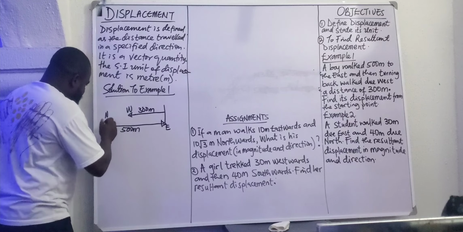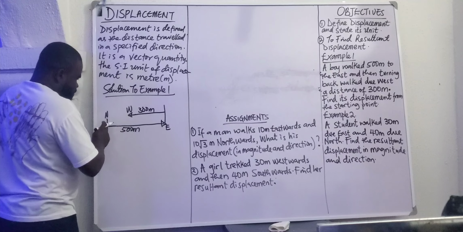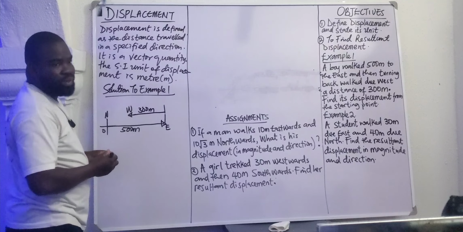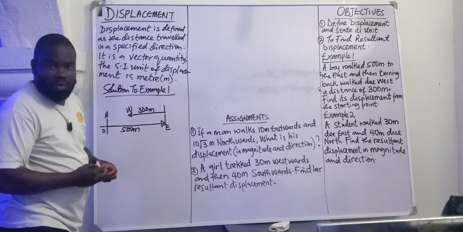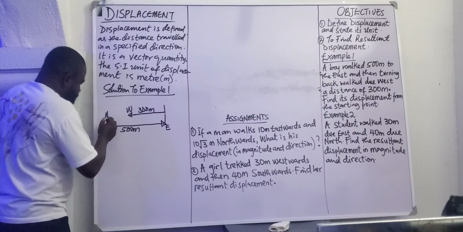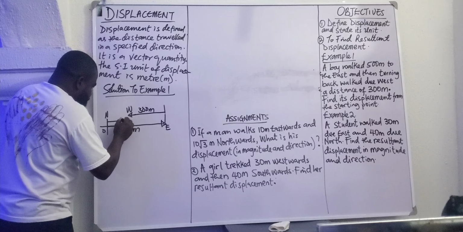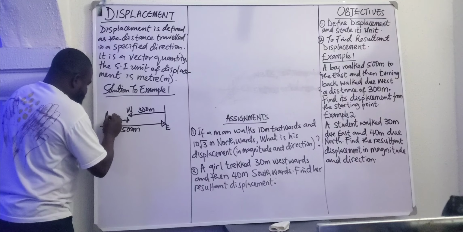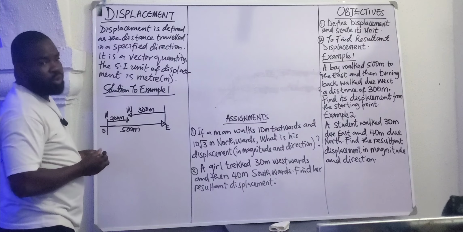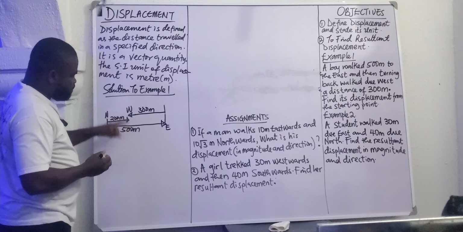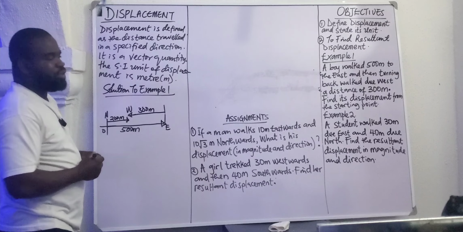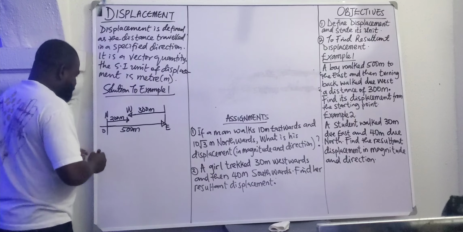So you will see that he moves 500 meters due east, then returns 300 meters due west. He did not complete the full distance. So what happened? You have a difference of 200 meters. That becomes the resultant displacement from the starting point, 200 meters. So how do you obtain that? You subtract 500 meters minus 300 meters, giving us the resultant displacement.